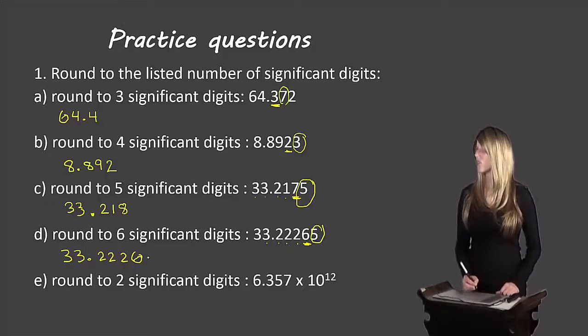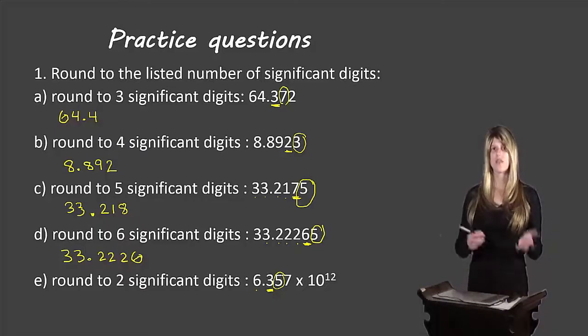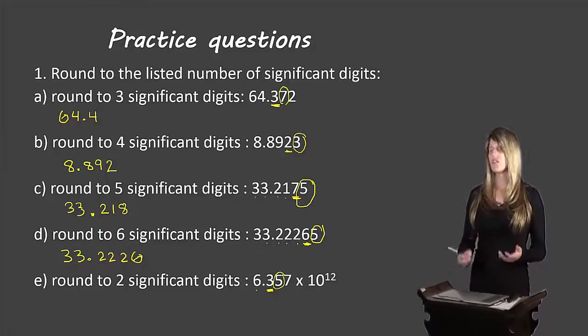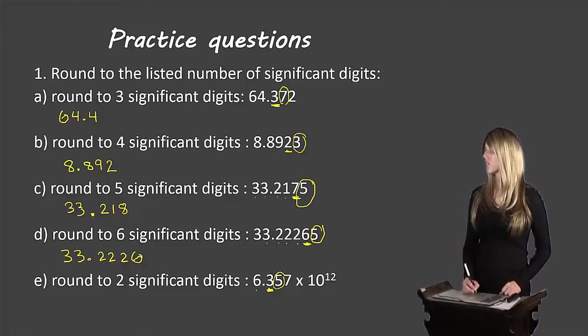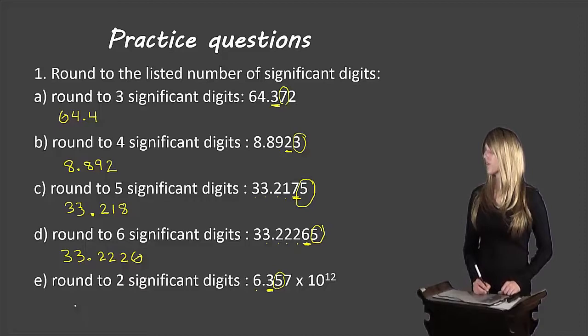And then the last one, round to 2 significant digits. So we'll count 1, 2, 3 is our rounding digit. We look next door and there's a 5. So again, we need to decide if we should round up or down. So we look at the rounding digit, which is 3. 3 is an odd number, which means we round up. So we would end up with 6.4 times 10 to the 12.